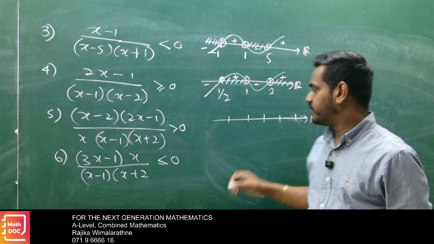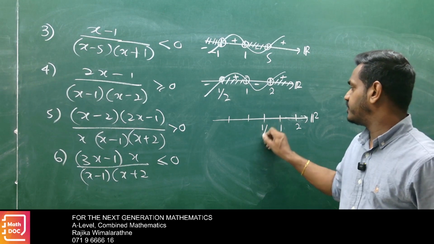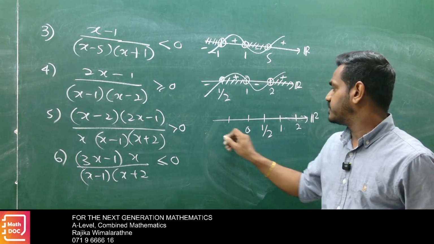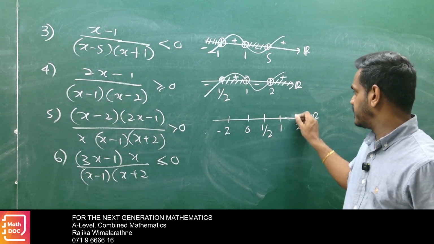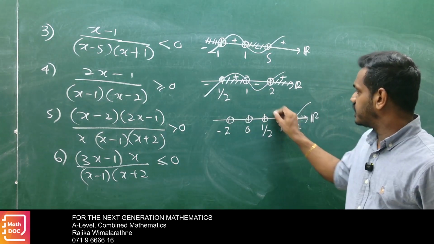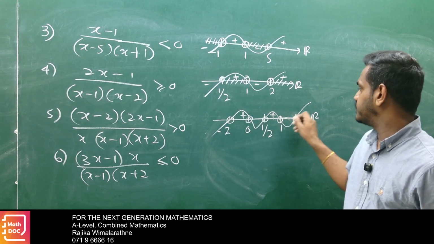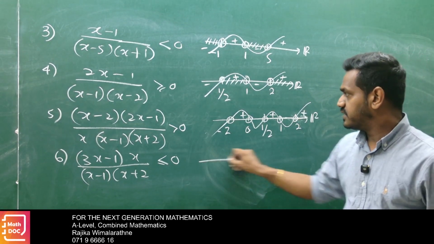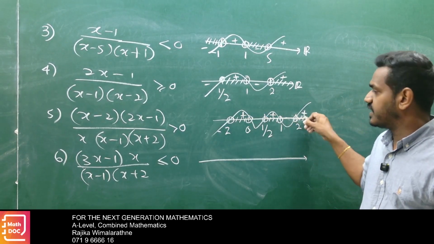Here 2, 1, half, 0, minus 2. Then 2 and half, we don't have equal. Then right hand upper corner, positive region, positive, positive, positive. We have 3 regions. Here, here, and here. Finally, right answer.